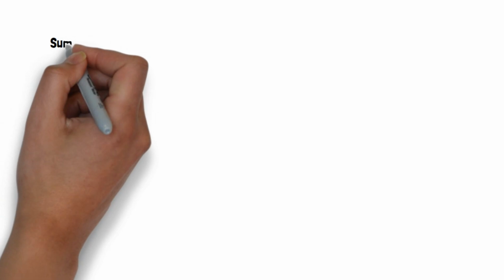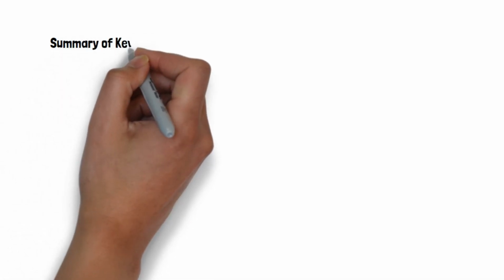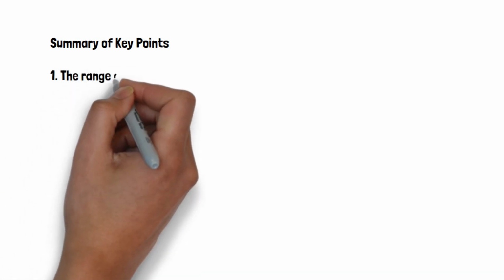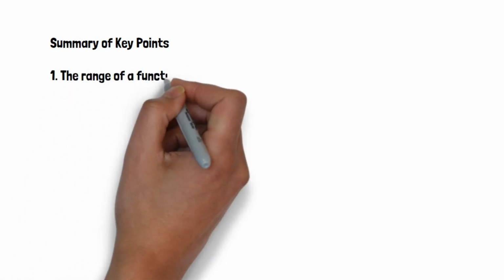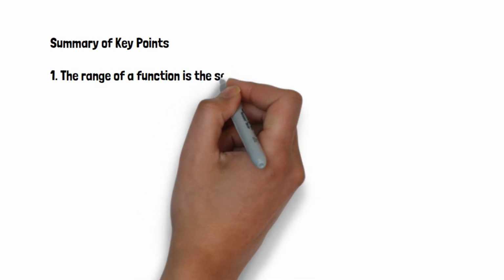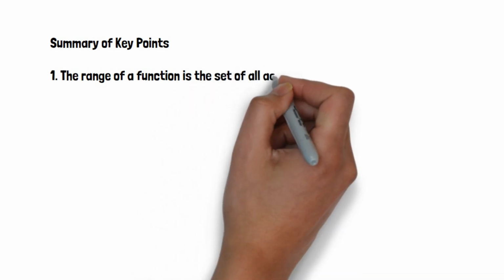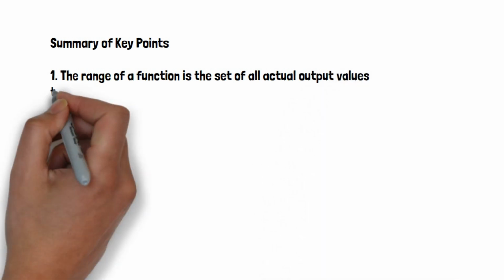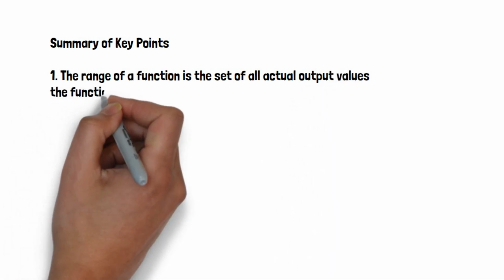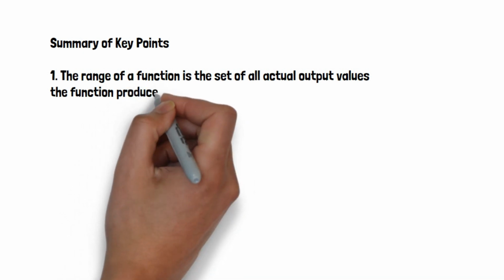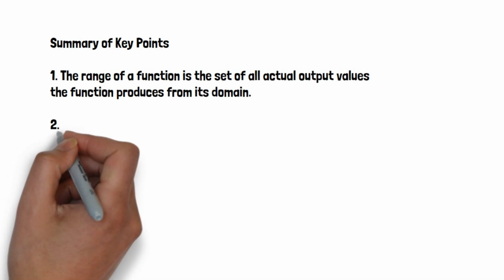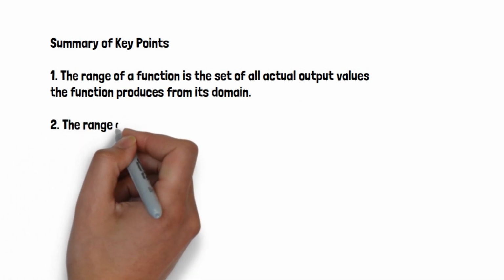Here is the summary of today's lesson. Summary of the key points. First one, the range of a function is the set of actual outputs that a function produces, and it is always dependent on the input values. Yes, it always depends on what value the function receives from its domain.